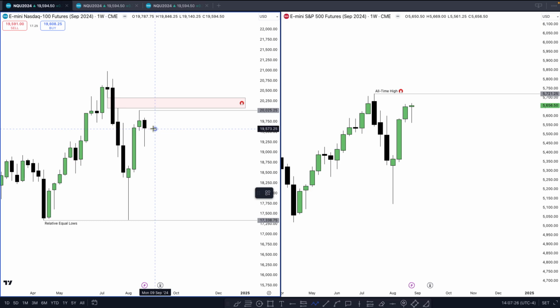So looking at the weekly chart, what is it going to want to reach for above that swing high? That SIBI right above there.